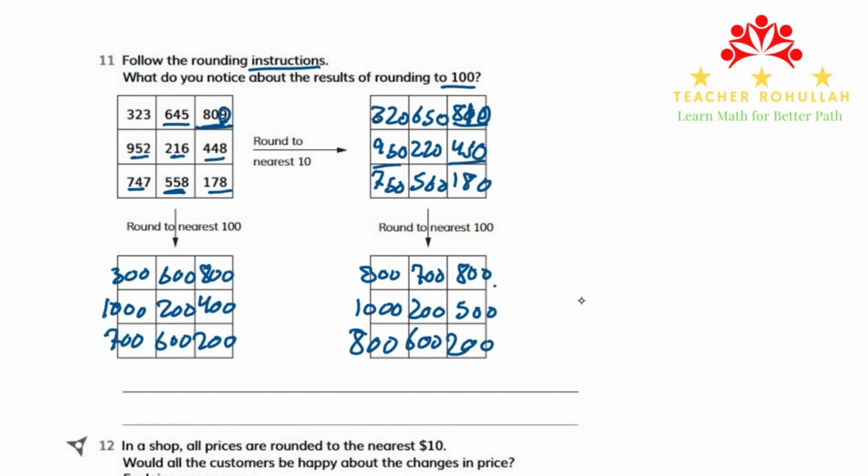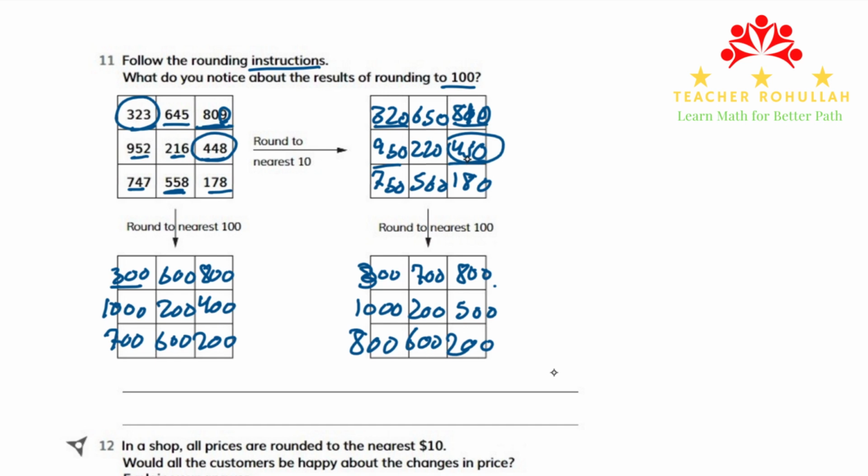We see that the numbers which are rounded to the nearest 10, if they are rounded up, they are more in value than the ones which are rounded down. For example, 323 rounded down when it's rounded to the nearest 10. And the value of this is the same as the value of the one which is directly rounded to the nearest hundreds. And the number 448 is rounded up when we round it to the nearest 10.